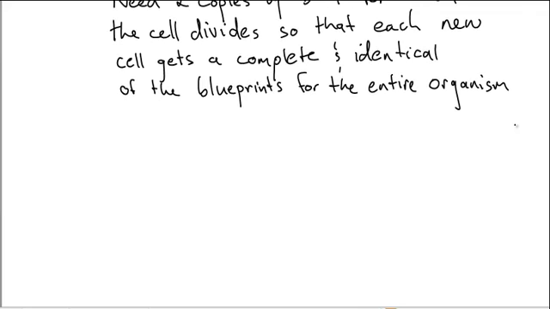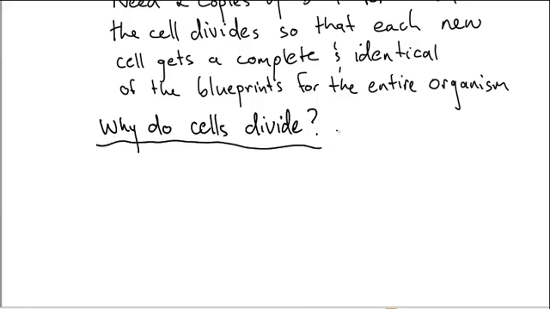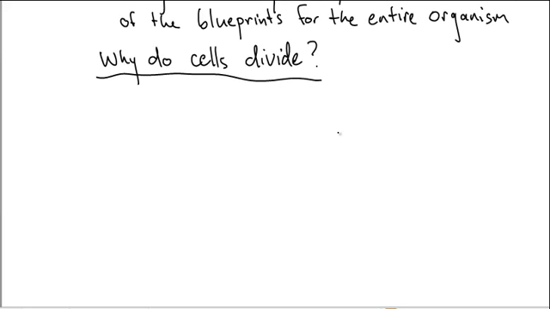Simplest answer. But why do cells divide? So why do we make copies of the cell? Why do they divide? There's many reasons. The first and perhaps the most obvious is cells divide for the purpose of growth. They can only get so big themselves. As they get bigger, they divide so that you can grow.